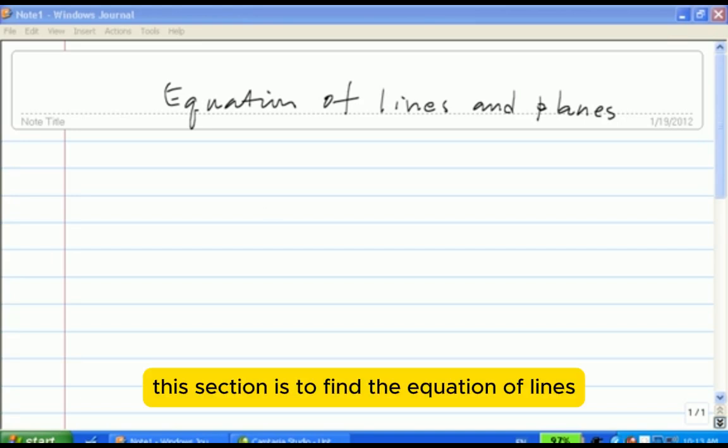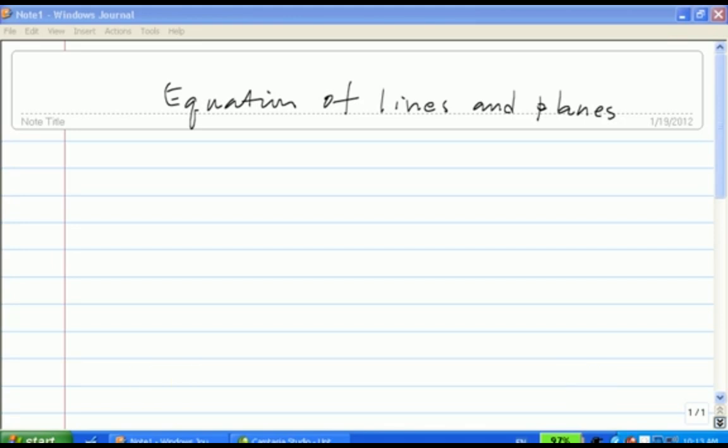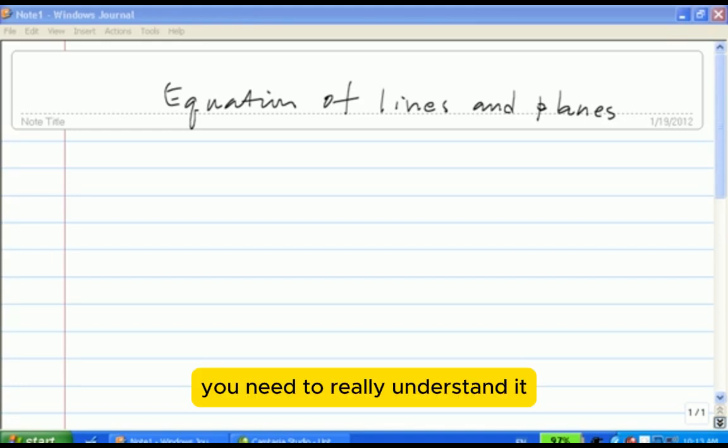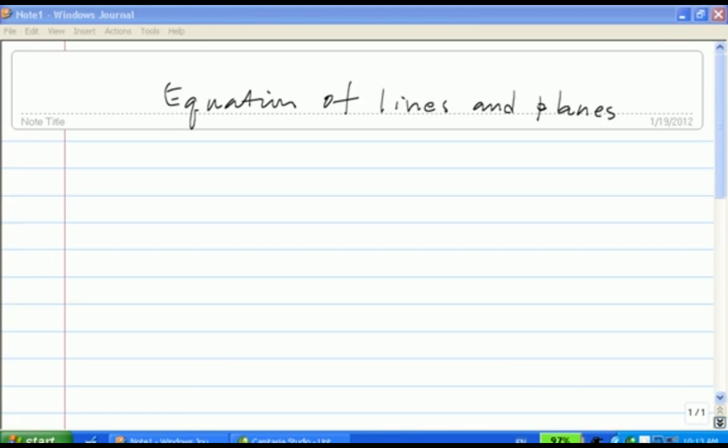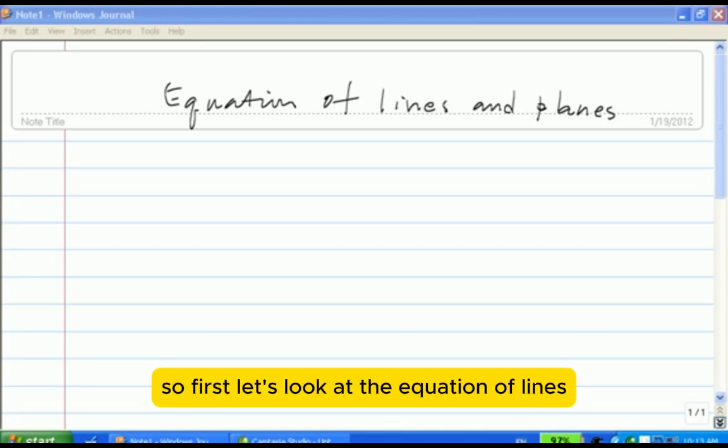This section is to find the equation of lines and the planes. And this section is complicated, it's harder than the previous sections. You need to really understand it to be able to solve the problem. So first, let's look at the equation of lines.